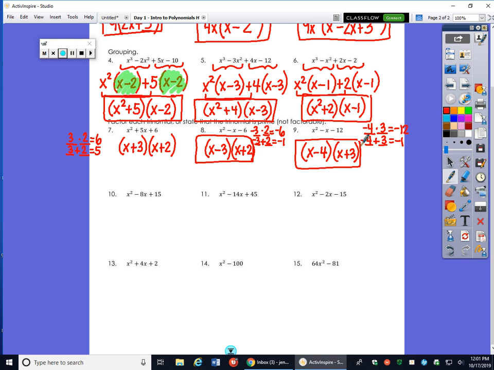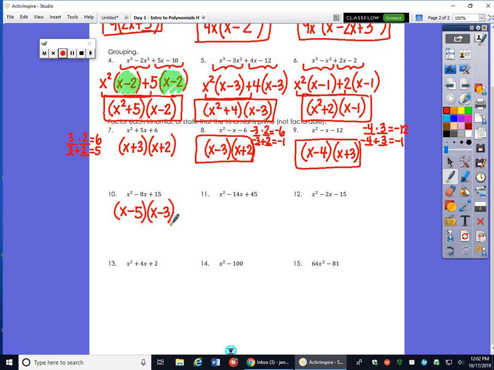So eventually we want you to get out of the habit of writing the what times what equals 15, or what plus what equals -8. We want you to be able to just come up with these in your head. Okay, like 15 is going to be 5 times 3, and both of them have to be negative in order to make a positive 15. So -5 and -3 gives you 15 when you multiply them, and when you add them, they give you -8.